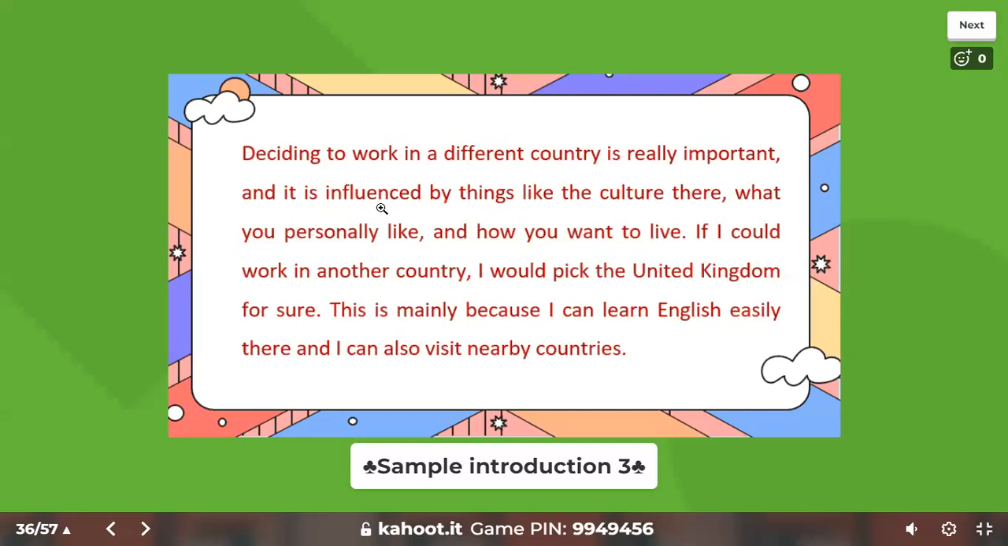فما كلمة ما be influenced وفما عنا الباسيف استخدم, okay? لكن the words are commonly used, okay? If I could work in another country, well, this is the conditional type 2. I would pick the United Kingdom for sure.